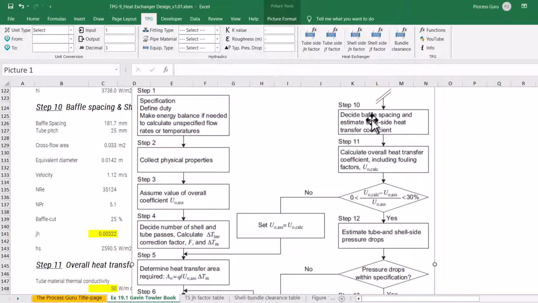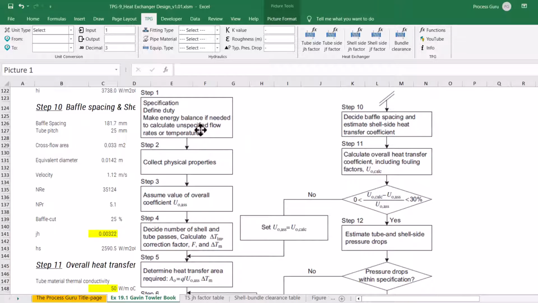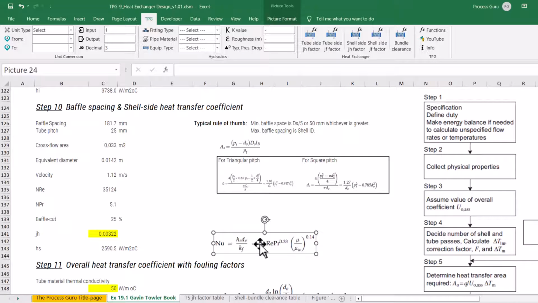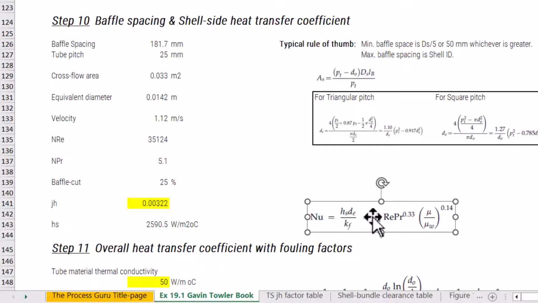Here we need to decide the baffle spacing and estimate the shell side heat transfer coefficient. So this is the section, step number 10, baffle spacing and shell side heat transfer coefficient. Here also we have a dedicated formula to estimate the shell side heat transfer coefficient. This formula requires a good amount of inputs like the JH factor from the graph, Reynolds number, Prandtl number, then the viscosity correction factor. For our preliminary design, we will just assume it as a negligible term, and we also need the equivalent diameter and the thermal conductivity of the fluid. So let me take you through step by step how we prepare the inputs.